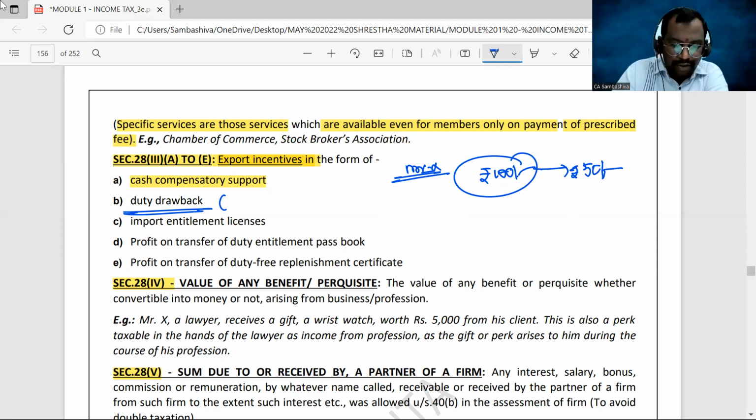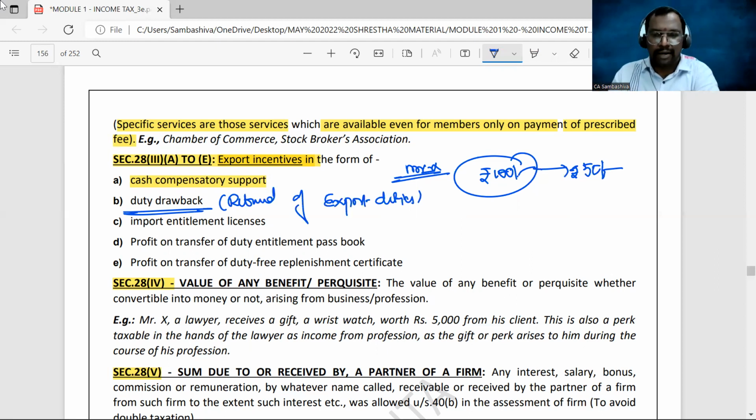Refund of export duties. So once the export is completed, you need to provide some evidence. Okay, sir, my export is completed. This is the evidence, and these are the export duties I have paid. Now, whatever export duties you have paid, you will get all of them as a refund. That is what you call a duty drawback.